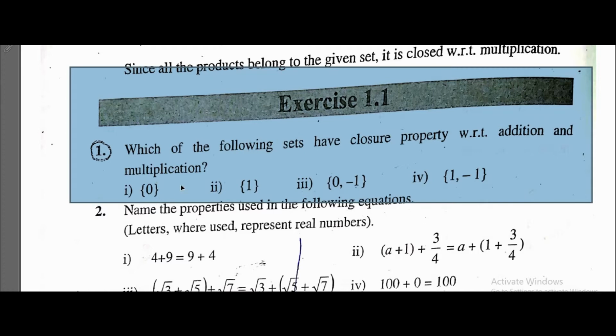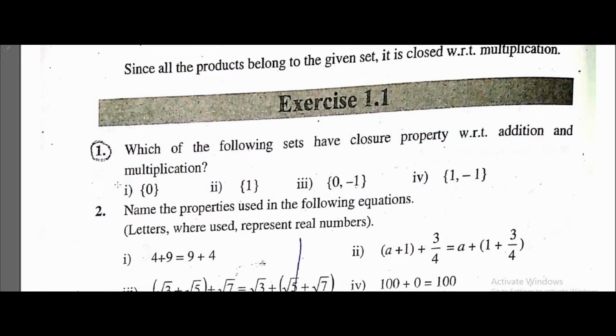These are four parts of this question. The first is the set {0}, having only one member, which is 0. The second set is having only one member and that member is 1. The third set is {0, -1}, having two members, while the fourth set is having two members, which are 1 and -1.